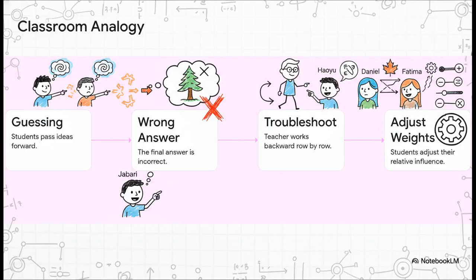But he's wrong. So you, the teacher, walk backward from the front row to the back row to troubleshoot. You realize one student, Ha'u, relied way too heavily on Daniel's wrong guess and completely ignored Fatima's correct insight. So you tell them to adjust how much they listen to each other. You are adjusting their relative influence, their weights. You do this row by row backwards. That is exactly what backpropagation does with math.